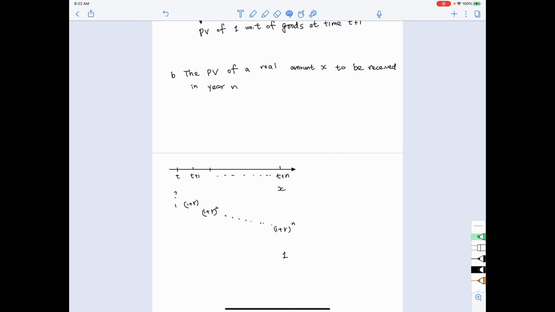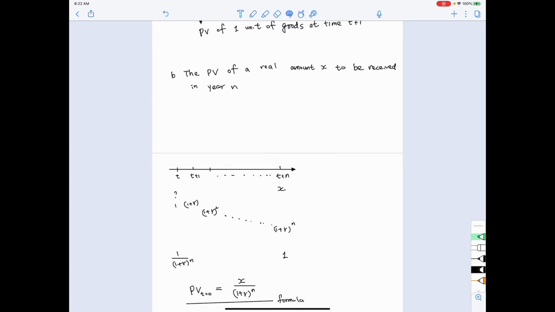And then we ask, if we want to get 1 unit of good at t plus n, how much do we need to put in this particular bank at day t? It turns out to be 1 over 1 plus r to the power of n. Therefore, we say that the present value of an amount x that you are going to receive at date n will be x over 1 plus r to the power of n. And that is the formula for how to come up with the present value for a real amount x to be received in year n.